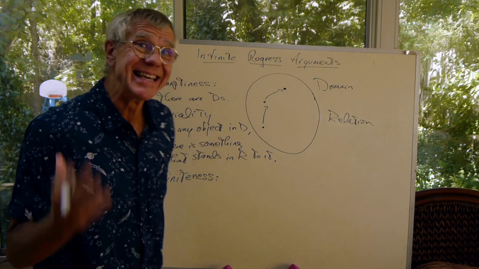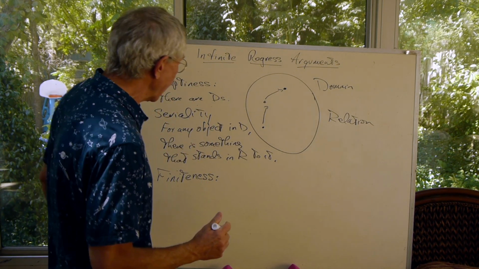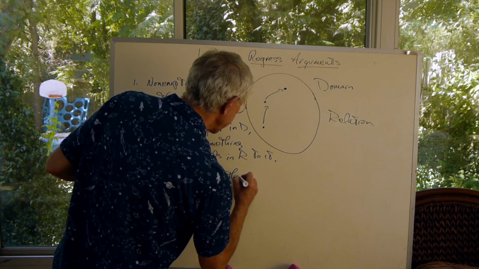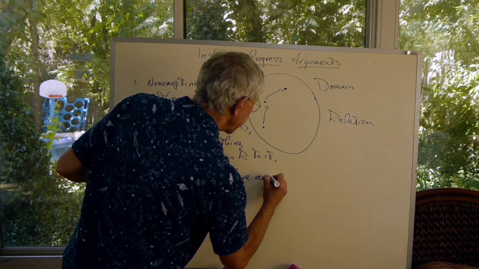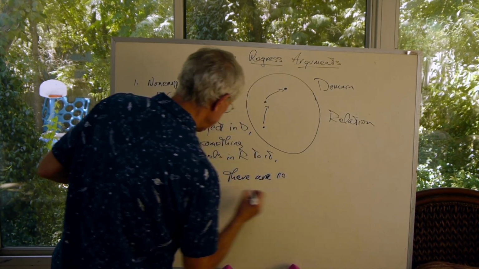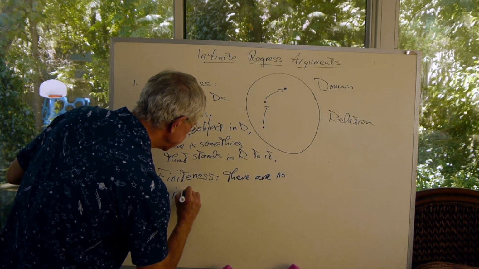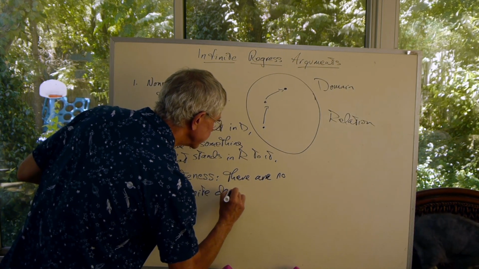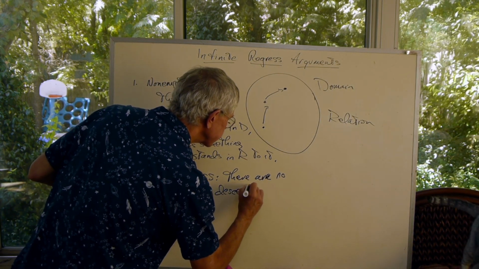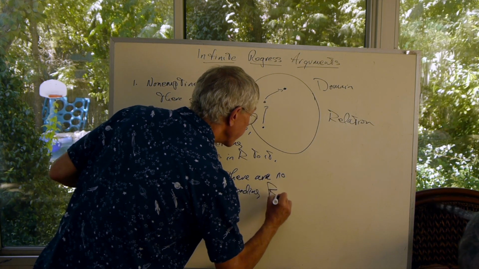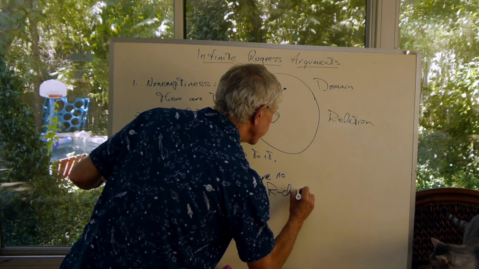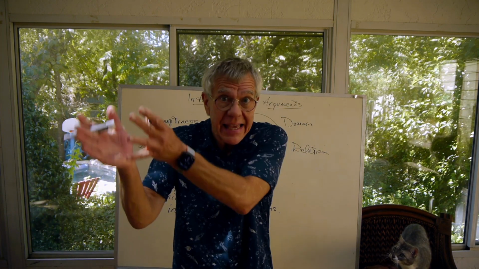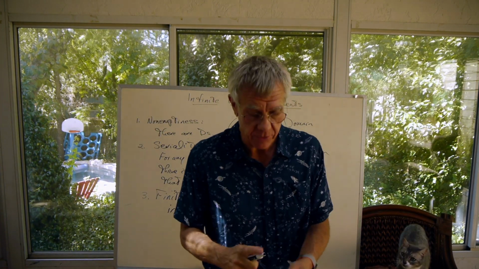And it just says this can't go back to infinity. Or to put it in somewhat more sophisticated terms, we can say there are no infinite descending R chains. That is to say, you don't have infinitely many things going back in the relation.